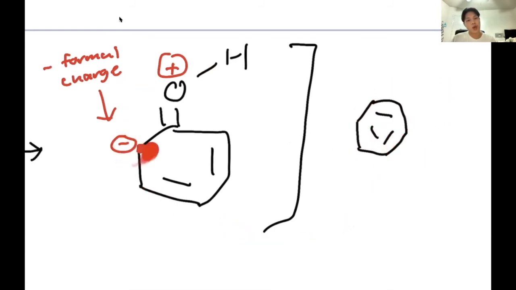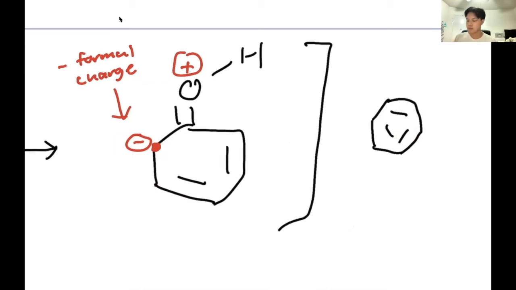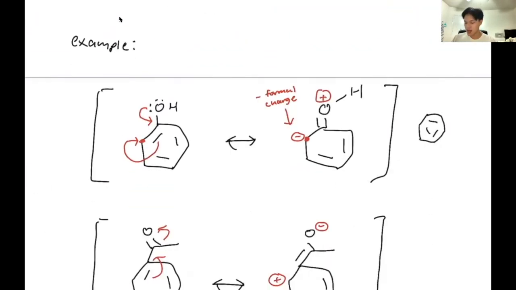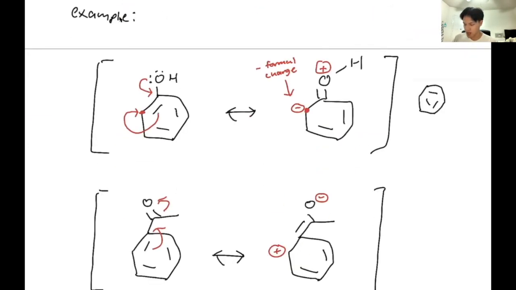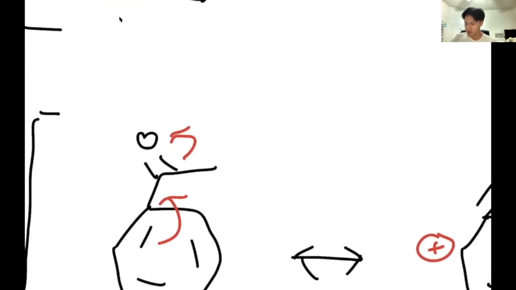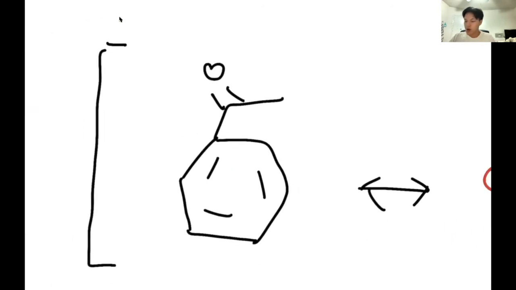But here, since we have this negative charge, it's going to react faster. And then let's see now our strongly deactivating molecule, the ketone, right? So what's going to happen here is that the ketone will take electron density away from the ring, making the ring less nucleophilic. How is it going to do that?